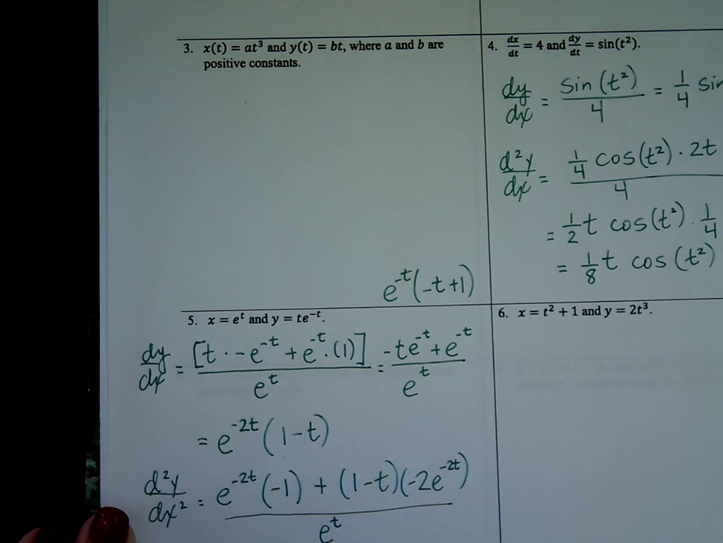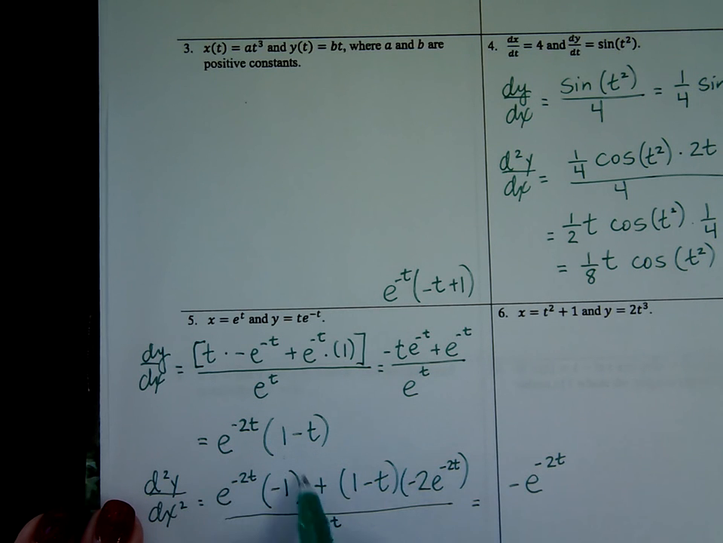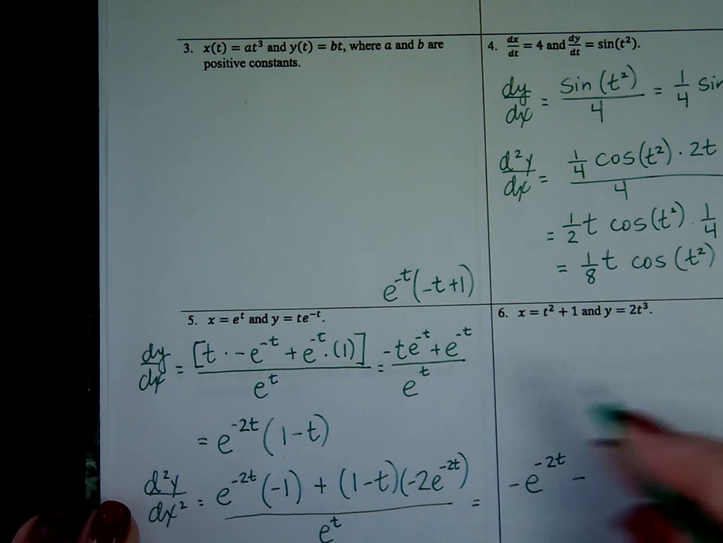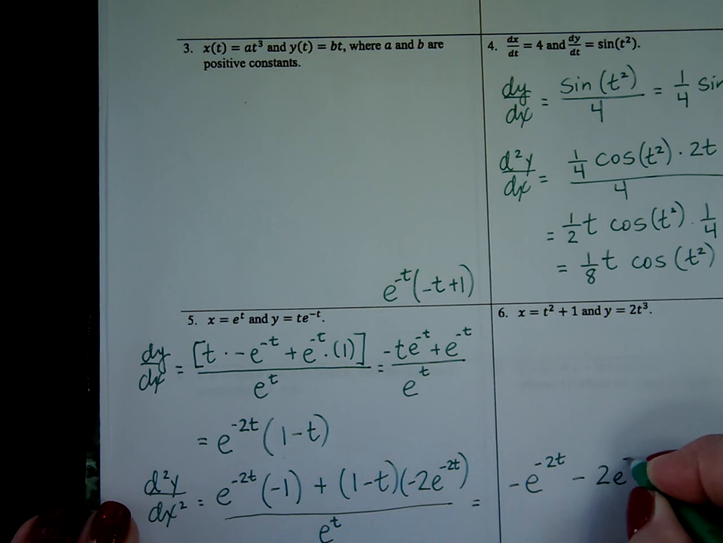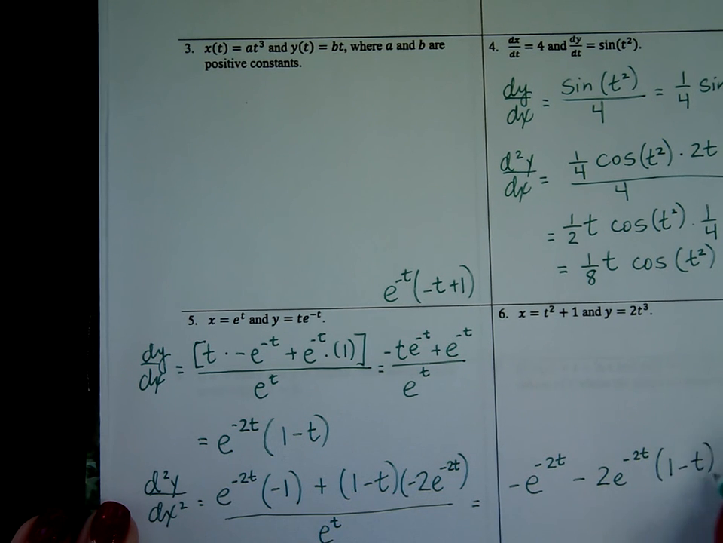And then my task is to try to clean this thing up. So let's see what we got. I'm going to keep going to the right. I have a negative e to the negative 2t. That's this whole first term. I have over here, I want to keep it, it's going to be minus because of the negative here, minus 2e to the negative 2t times 1 minus t. And all of that is over e to the t.